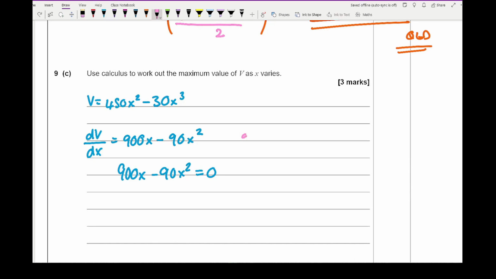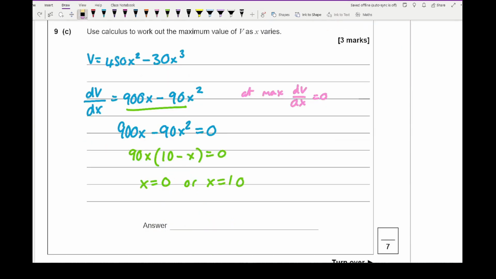And so at max, dv over dx equals 0. From this, I don't want to take the 90x over to the side because I'm going to lose a potential value of x. So what I need to do is factorize. I could take a 90x out, in which case I'm going to end up with 10 minus x equals 0. So either x equals 0 or x equals 10.